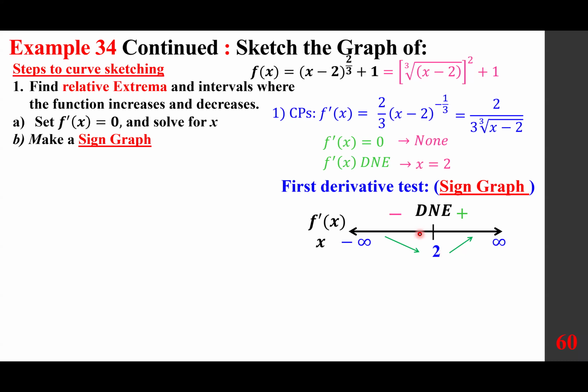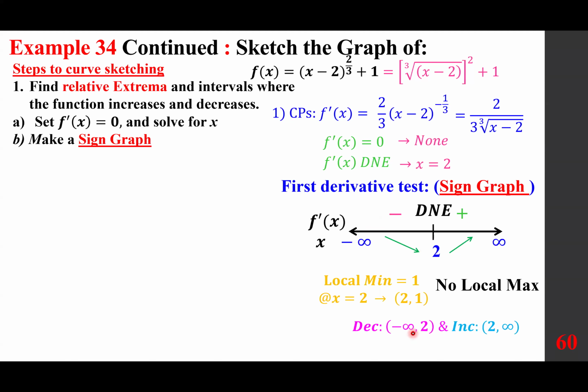We don't have a local maximum. So if this is the location of a local minimum, you have to put it back into the original function to find the y coordinate. So if I put 2 here or here, it doesn't matter. If I put the 2 here, it becomes 0. I hope you see that. Cube root is 0, square root is 0, so you get 1. So local minimum equals 1 at x equals 2. Again, how did we get the 1? Put the 2 into the original function. There is no local max. And as I mentioned, negative means decreasing here, negative infinity to 2, increasing here. So decreasing from negative infinity to 2, increasing from 2 to infinity.